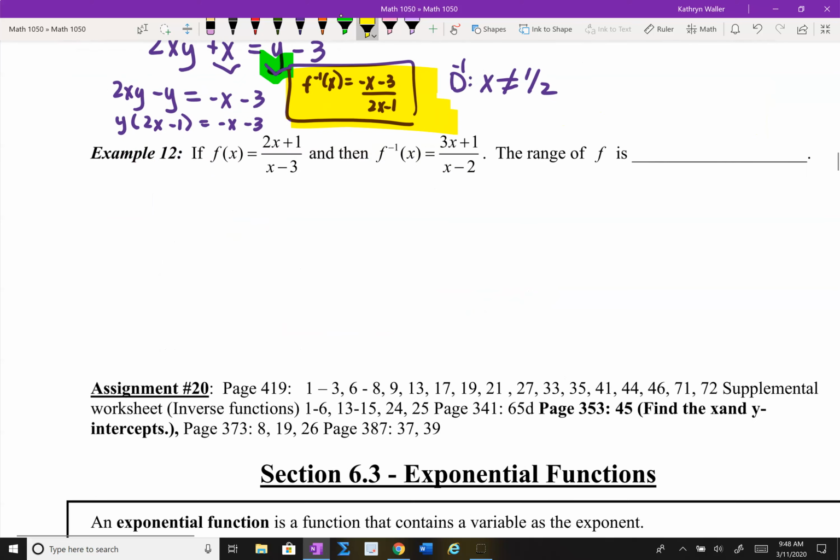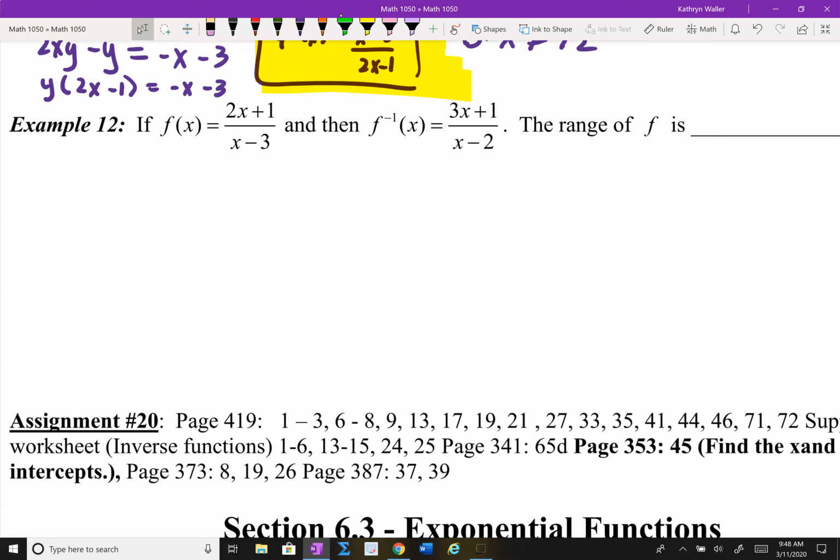Okay, one more problem when we're done. Here's the original. Here's the inverse. What is the range of f? They want to know the range of f, which means the range of the original. Finish my sentence. The range of the original is the same as the domain of the inverse.